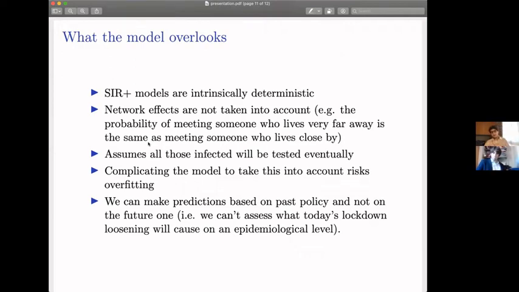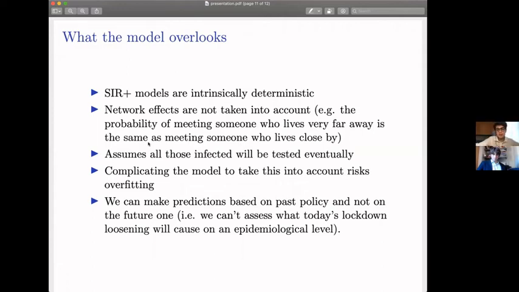However, this class of models is lacking in some sense. First of all, because they are inherently deterministic, while reality is not. Mainly, the effect of this is that the coefficients are somewhat not precise. We can't estimate them perfectly.